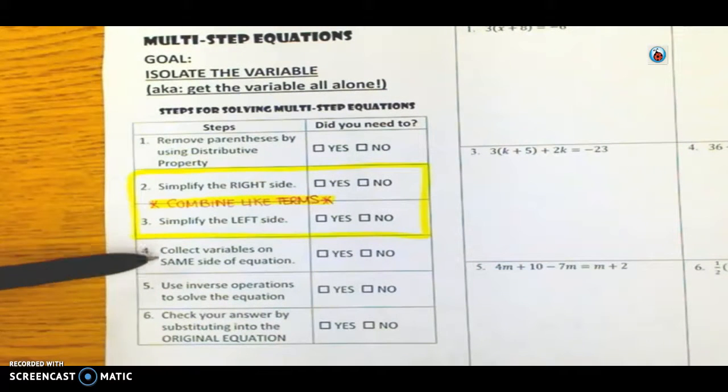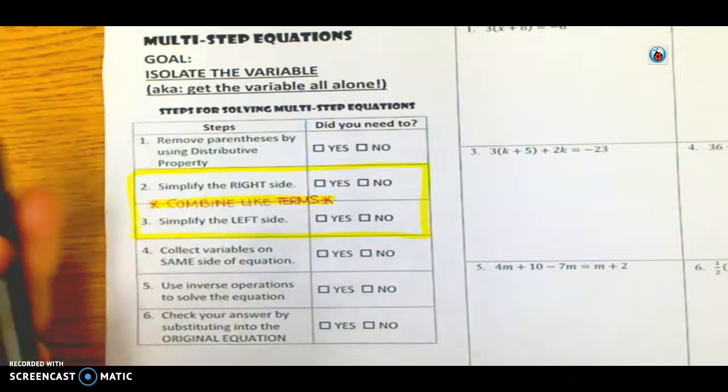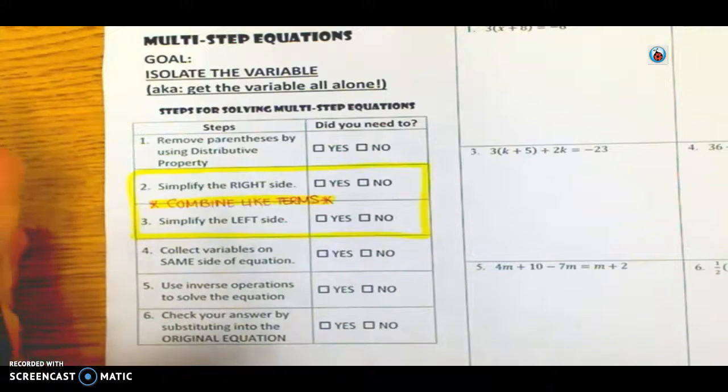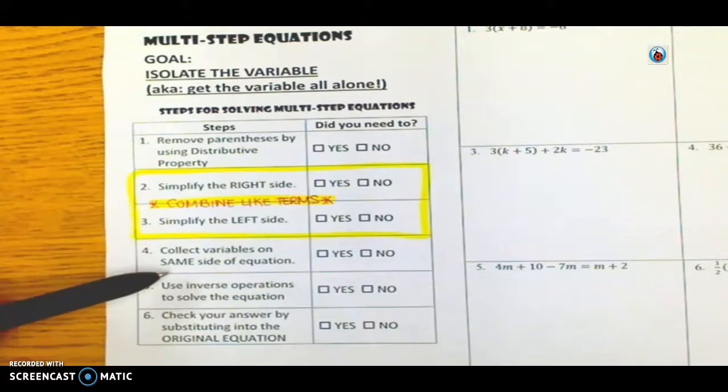Then we need to see, are our variables all together? We want to keep all of the things like together. All our variables like to stay and hang out with one another. All our constants want to be on one side of the equation.